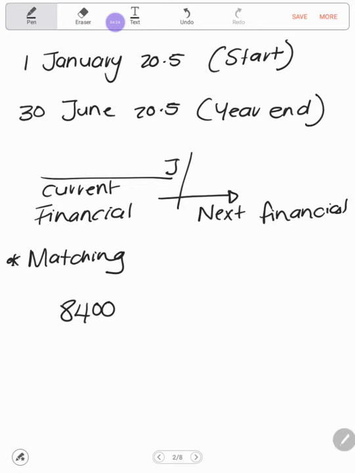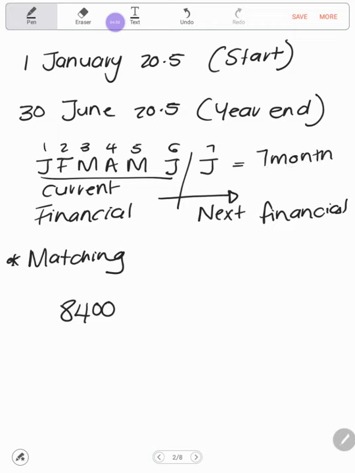Alright, so if he moved in the 1st of January, okay, here's my timeline, January, and he has paid for July as well. We need to count how many months that is. January, February, March, April, May, June, July. So in total, he paid 1, 2, 3, 4, 5, 6, 7. He paid us 7 months. And of that 7 months, 1 month is paid in advance. So you're going to divide by 7 months.